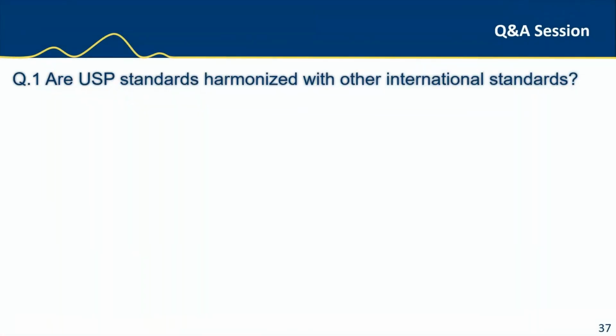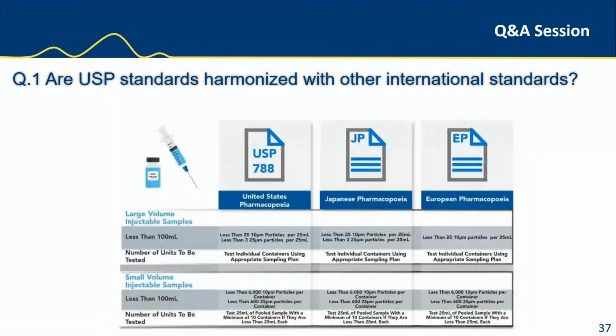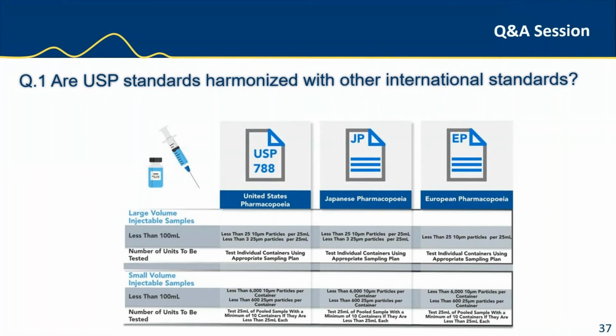Question number 1, are USP standards harmonized with other international standards? Yep. So here's a comparison of the United States Pharmacopoeia, Japanese Pharmacopoeia, and European Pharmacopoeia. And you can see when you look through there is definitely some harmonization, particularly in the evaluation and the results. So there's harmonization in the USP standards for sure.